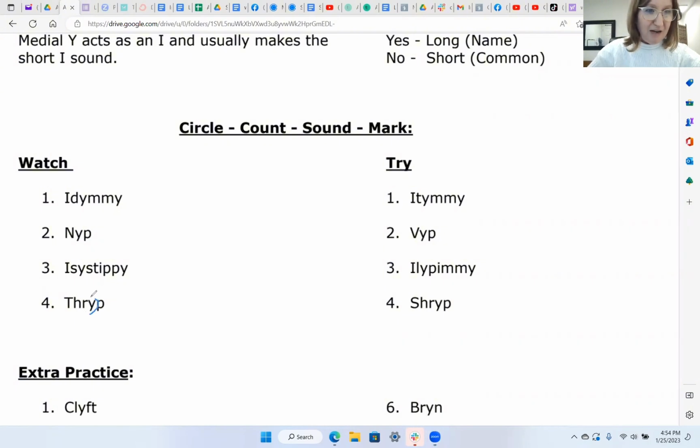So here we have a digraph blend. Here's our digraph next to another consonant. That's called a digraph blend. Thir.